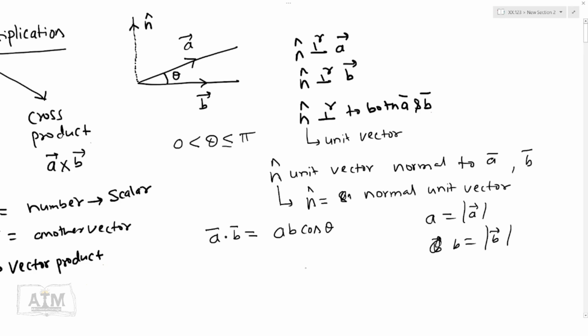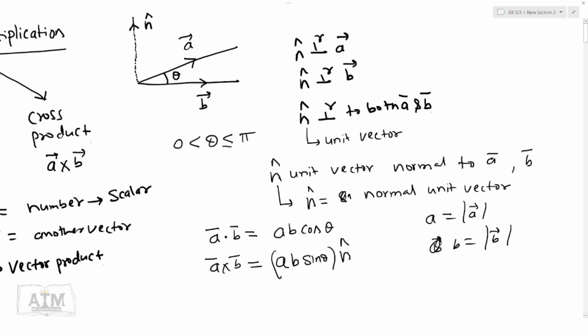Theta is greater than 0 and less than or equal to pi. Similarly, if you wish to find a cross b, how do you find it? a cross b is given by the product of A and B and sin theta, and it is perpendicular to both. The result of a cross b is perpendicular to both vector A as well as vector B. Therefore, here we multiply it with the normal vector n. So a cross b is given by AB sin theta multiplied by the normal vector n.